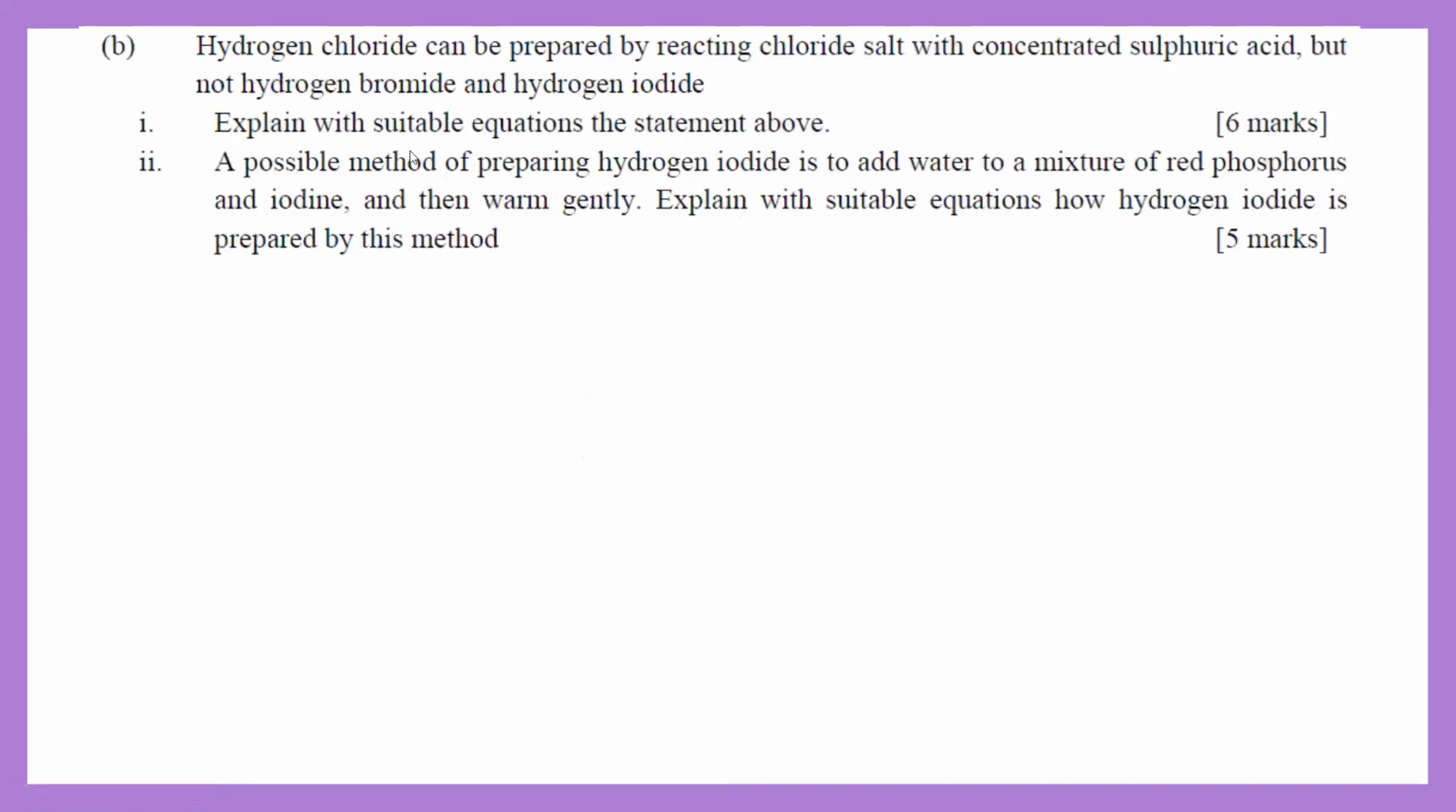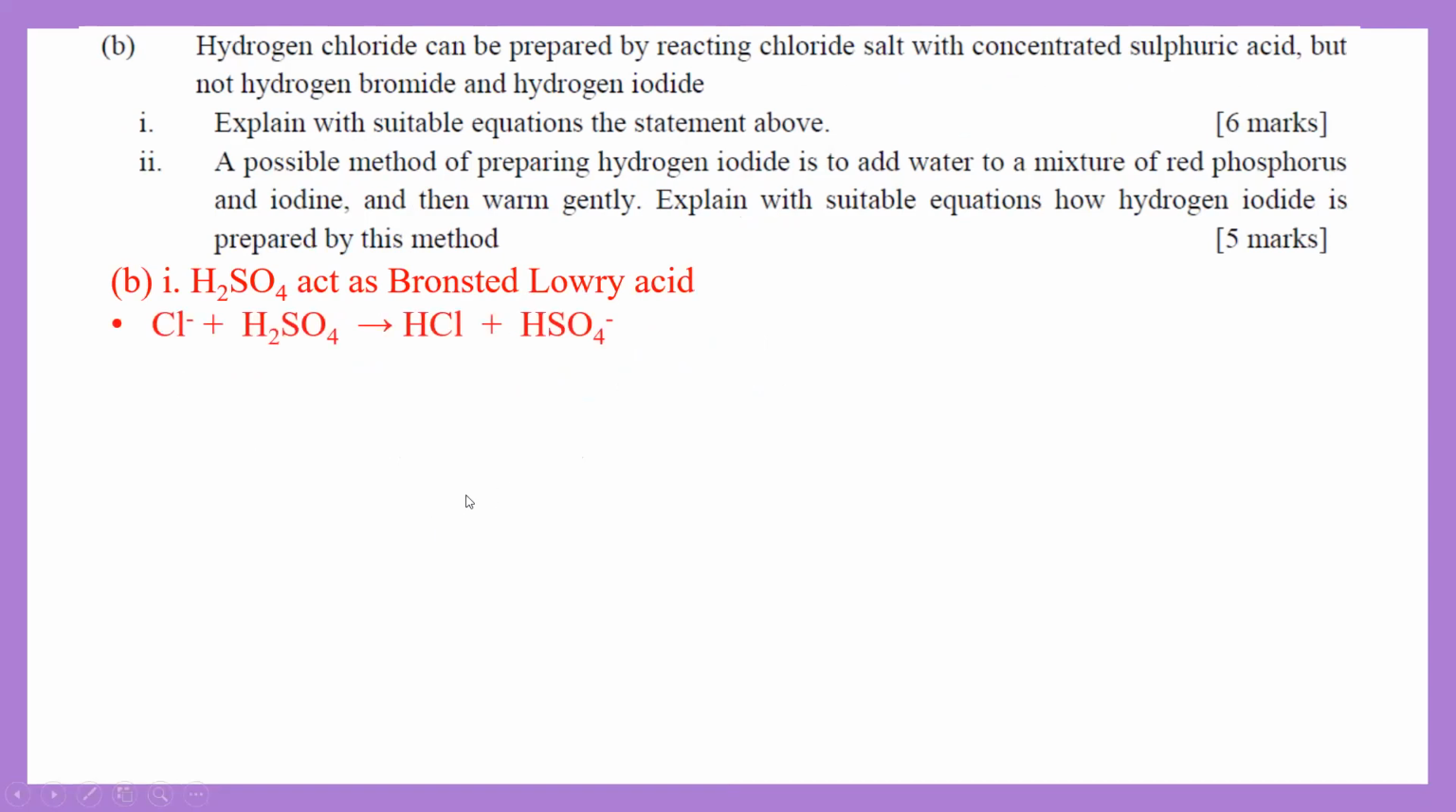And then we go to 4B. Hydrogen chloride can be prepared by reacting chloride salt with concentrated sulfuric acid, but not hydrogen bromide and hydrogen iodide. Explain with suitable equation the statement above. So sulfuric acid acts as a Bronsted-Lowry acid first, where your Cl- plus H2SO4 give HCl plus HSO4-.